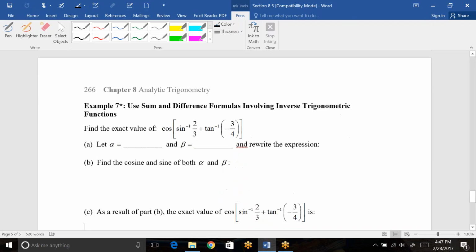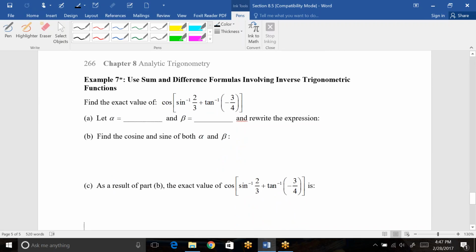Okay, our last page in this section, we're going to use some combinations to solve something a little bit more complex, some substitution ideas. We want to know the exact value of cosine of the bracket, sine inverse of 2/3 plus tan inverse of negative 3/4. If we let alpha be sine inverse of 2/3 and beta be tan inverse of negative 3/4, we could rewrite both of those in terms of sine alpha and tangent beta. This is just using the inverse definition. So this would be sine alpha equals 2/3.